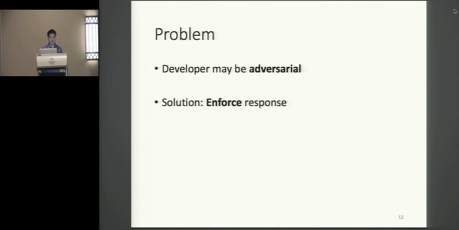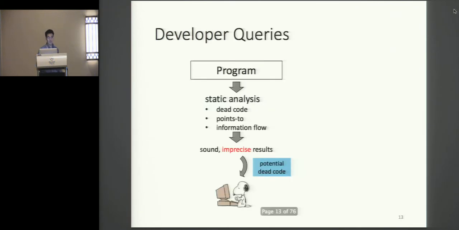So this would be great if the developer answers truthfully, but obviously the developer might be adversarial. If I'm making a piece of malware, I would just say that all of the code is dead, so all of the flows you found are false positives. And our solution is going to be to somehow enforce the response that the developer gives. So there are two cases we have to consider.